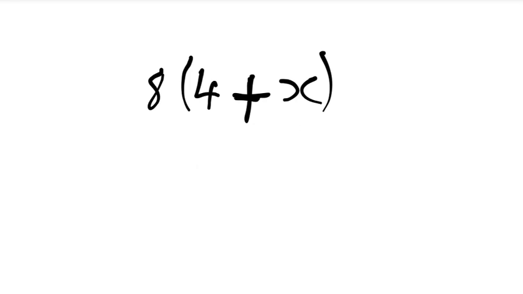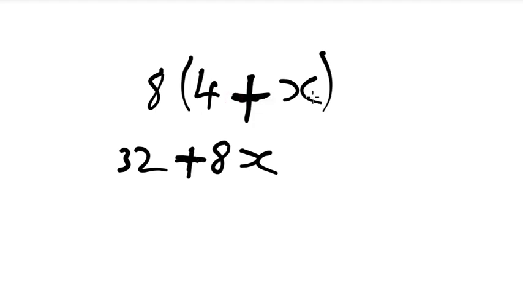So 8 times 4, we do that first. 8 4s are 32, I have to think then. And 8 times x. We don't know what x is, so we can't work it out. All we can say for definite is it's 8x. You might have noticed I swiftly put a plus sign here, because that plus sign is there. That's not always the case.